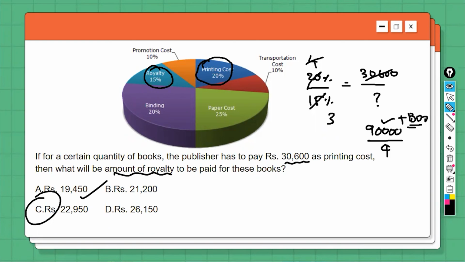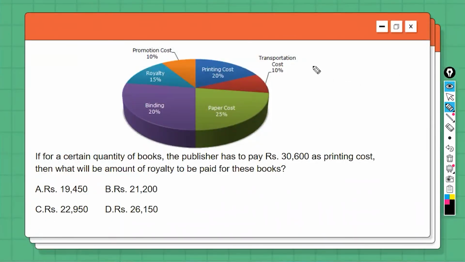I'll repeat it again. So in this problem, 20% is given as 30,600 and we are supposed to find what is 15%. So it is directly proportional. Straight away you can just equate it.